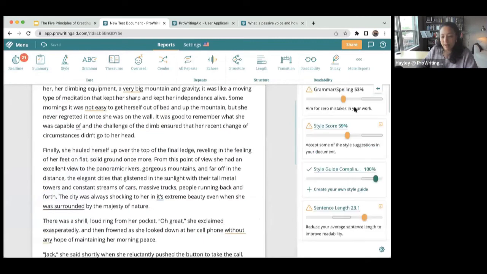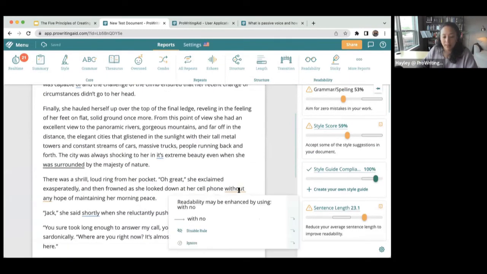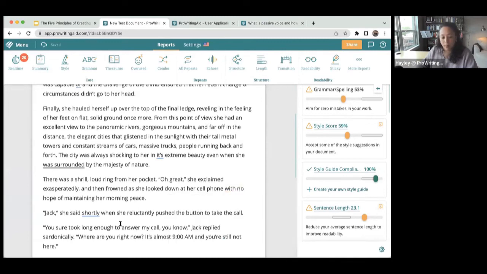And then again, if I come back into the real-time checker, this is where I'm going to make a lot of those style improvements that will improve readability.